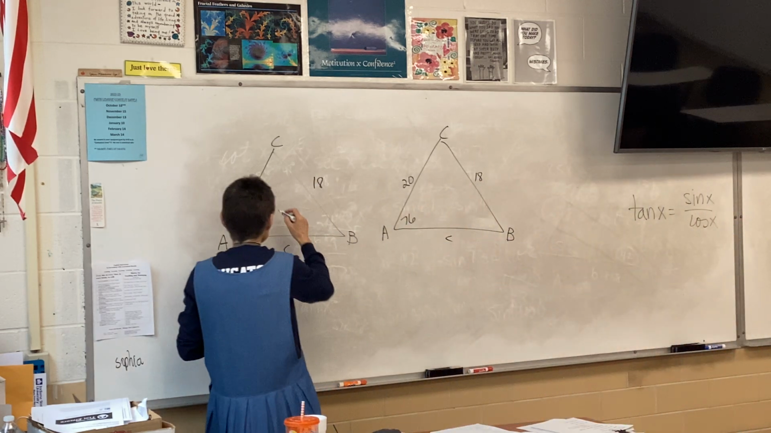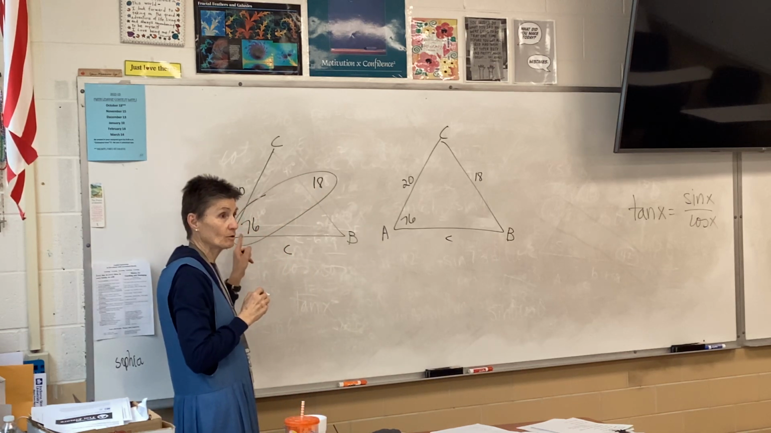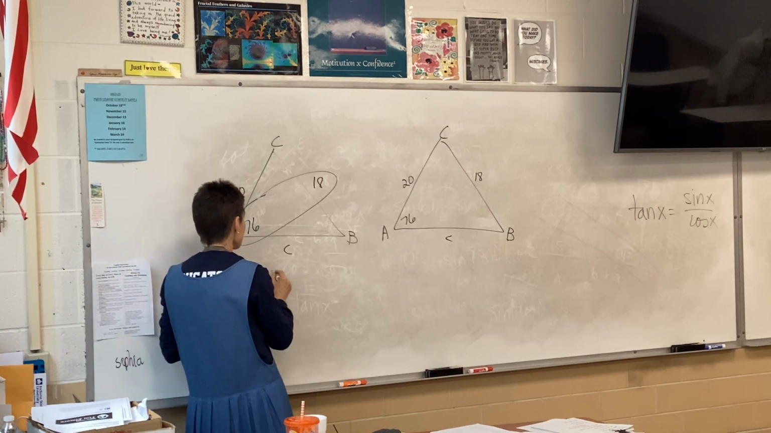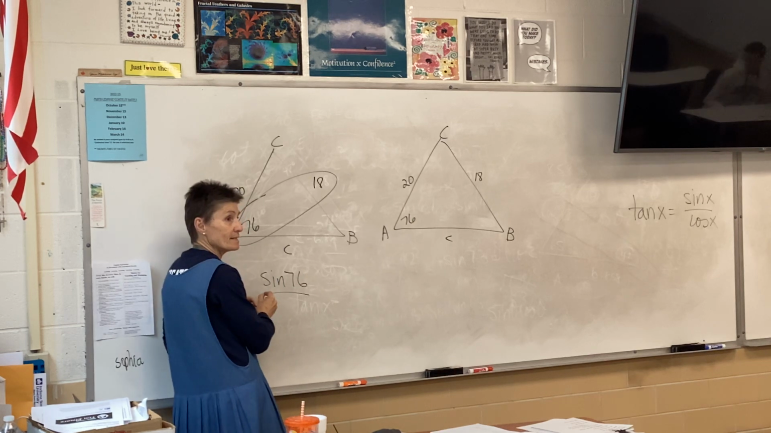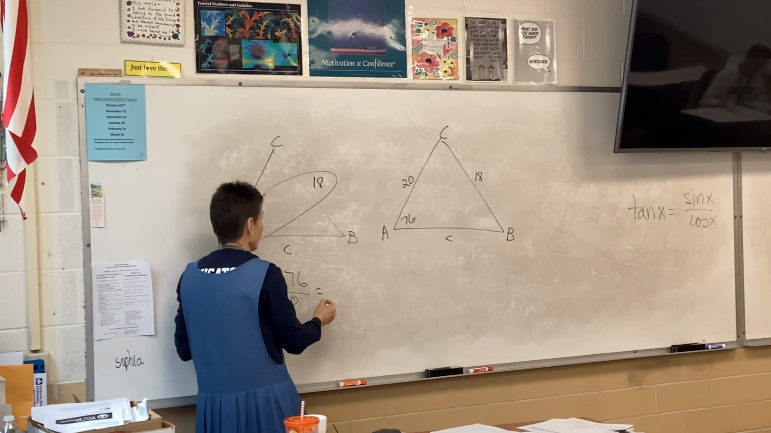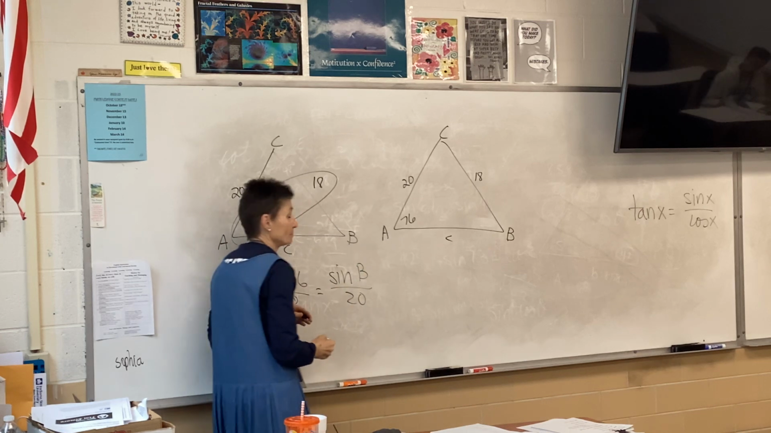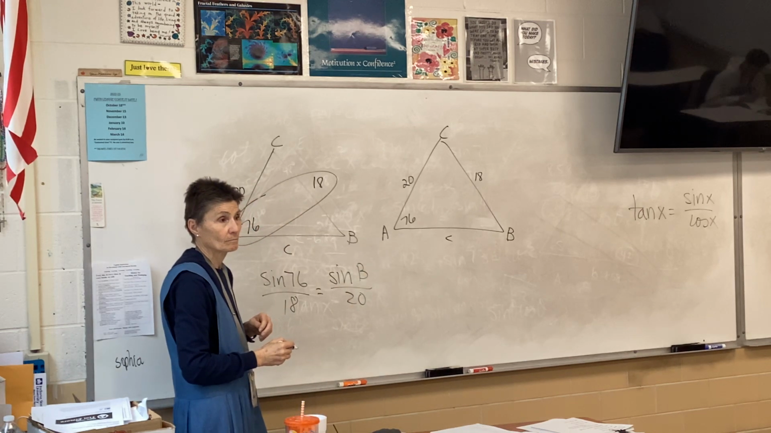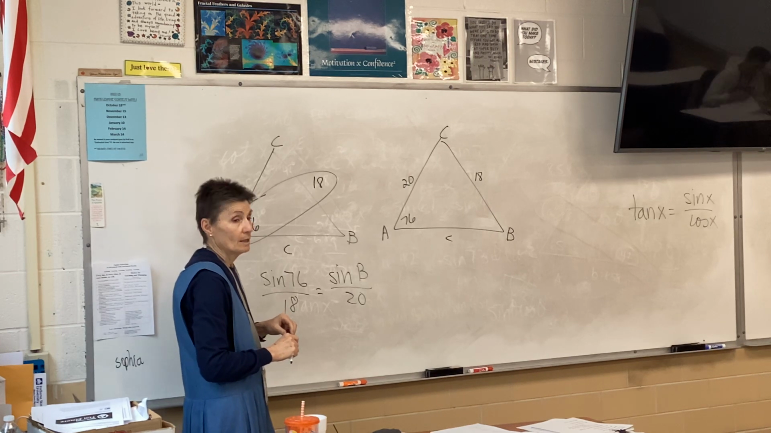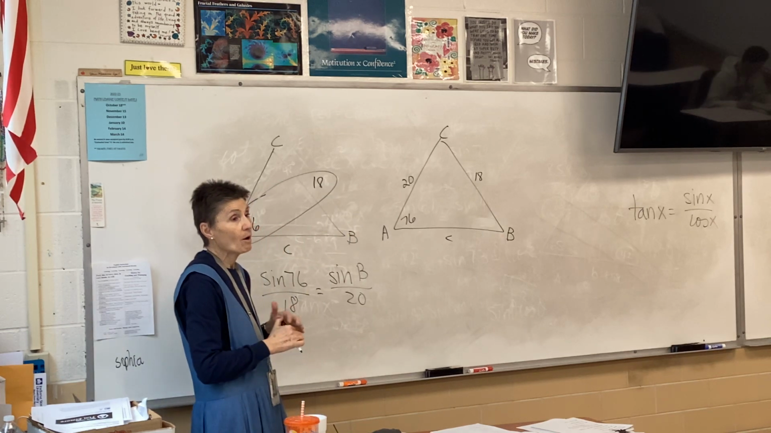Remember, when we're doing law of sines, this is what we look for, that pair. So sine 76 over 18 equals sine B over 20. You remember that proportion from yesterday? This is number 2B on page 41. How do I go from here now?